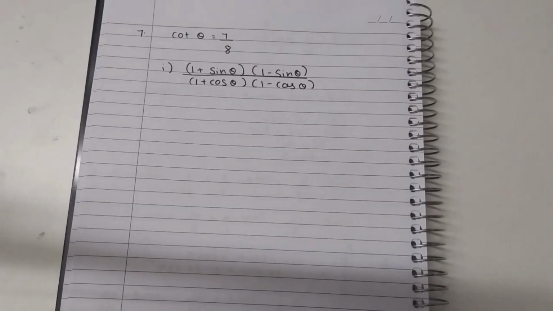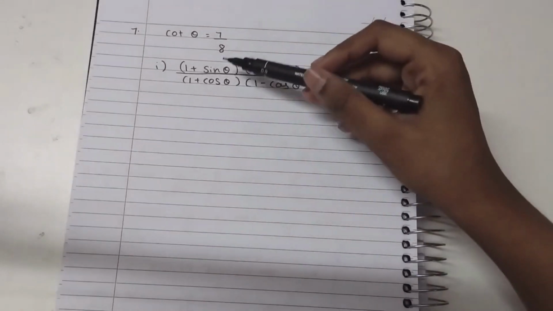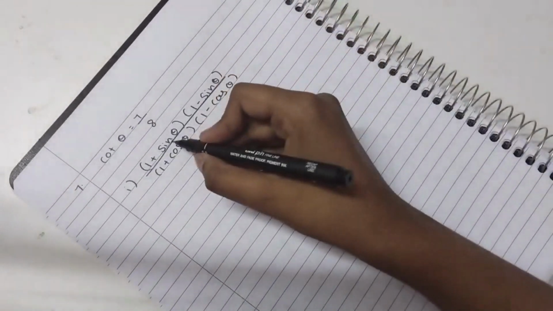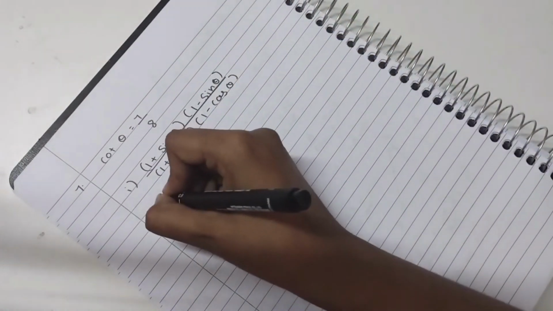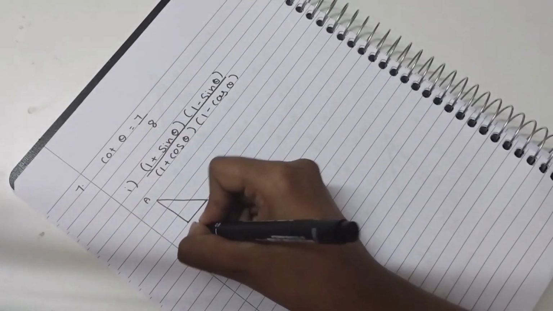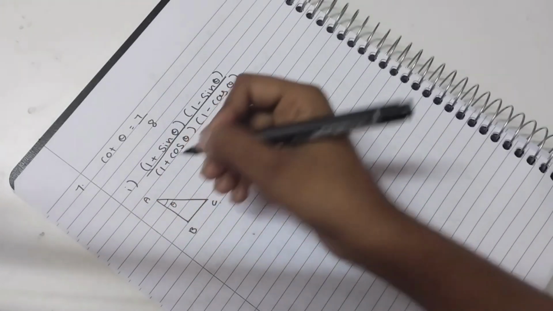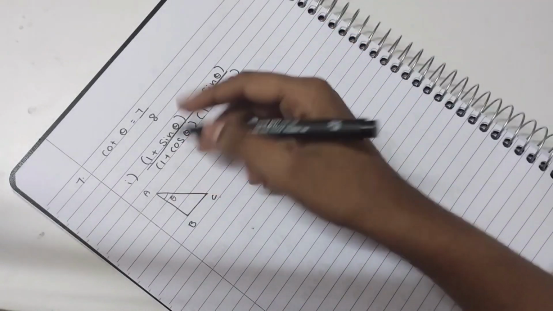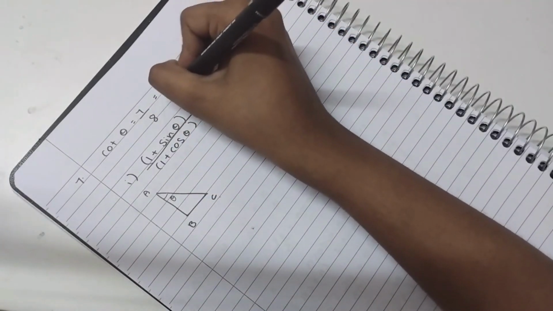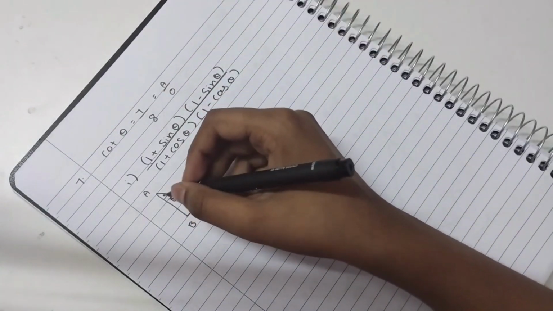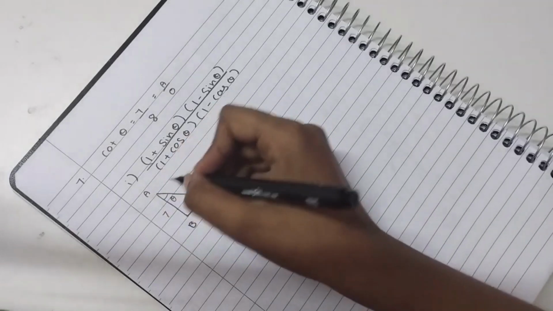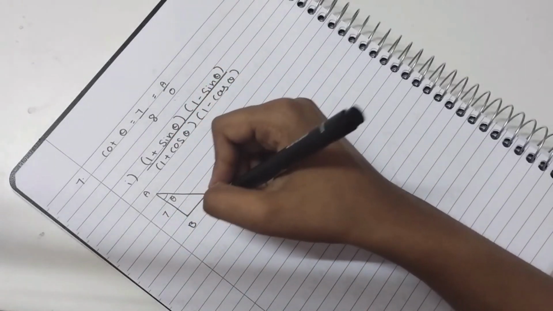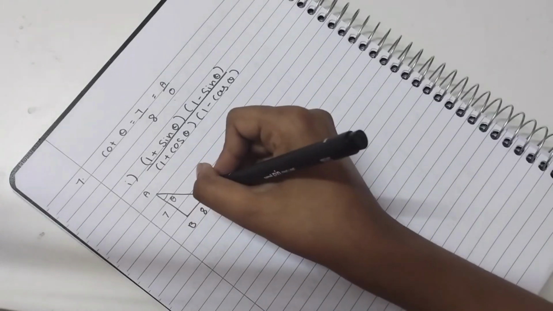In the seventh question, it said that if cot theta is equal to 7 over 8, we need to evaluate 1 plus sine theta times 1 minus sine theta over 1 plus cos theta times 1 minus cos theta. So first, in order to evaluate this, we need to find the values of sine theta and cos theta. So let us suppose that this is a right angle triangle named ABC, and the value of angle A is theta. And they've said that cot theta, which is adjacent over opposite, so adjacent to angle theta would be AB, which would equal 7, and the opposite side to angle theta is BC, which is equal to 8. And now we need to find the value of AC.